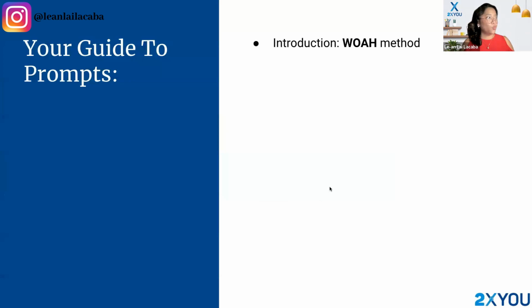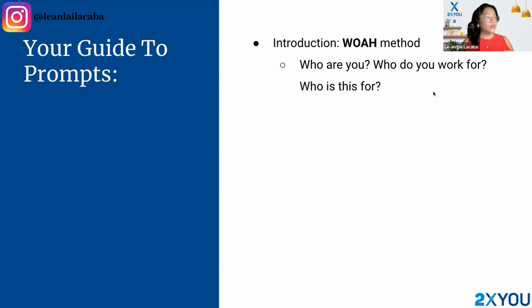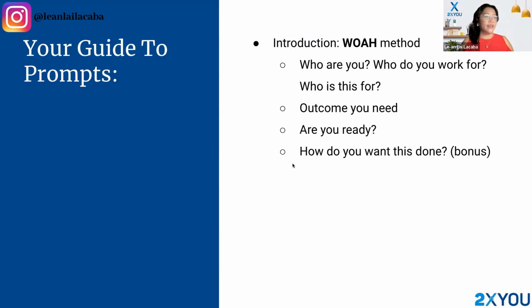So when you're using ChatGPT, use the WOW method. If you've seen some of my videos, I talk about the WOW method a lot because it's just such a good way for you to introduce yourself to ChatGPT, to give it the right context for whatever it is that you need it for. So the WOW method is: who are you? Who do you work for? Who is this for? And then the outcome that you need, asking it, are you ready? And then how do you want this done? Which is usually just a bonus if you want it to be really short or funny or intelligent sounding.